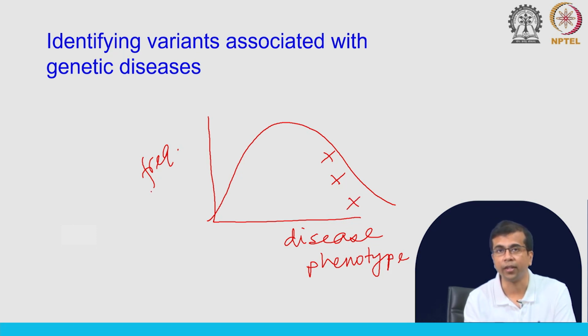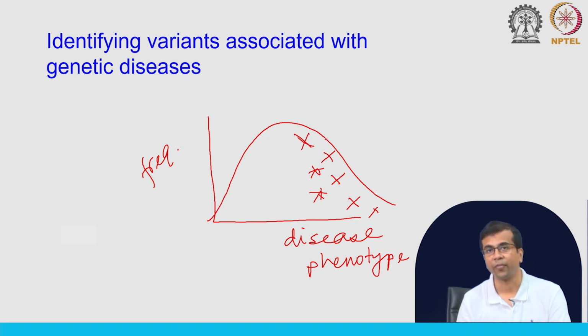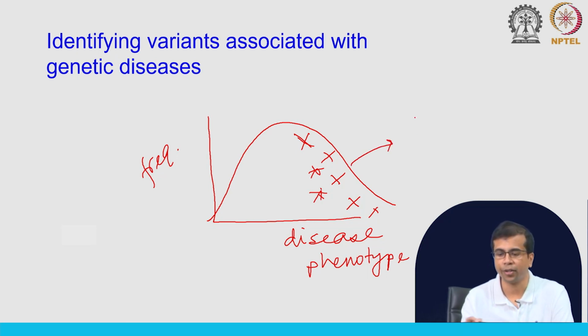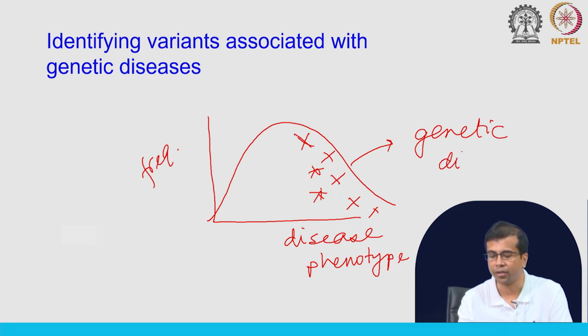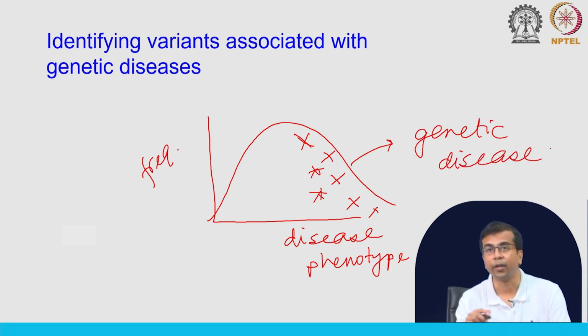The frequency of individuals showing these different disease phenotypes, and we see certain mutations are associated with very severe disease phenotypes, and that might mean these mutations, these variants, are perhaps associated with this genetic disease. So, studying these germline variants can help us also study these genetic diseases.